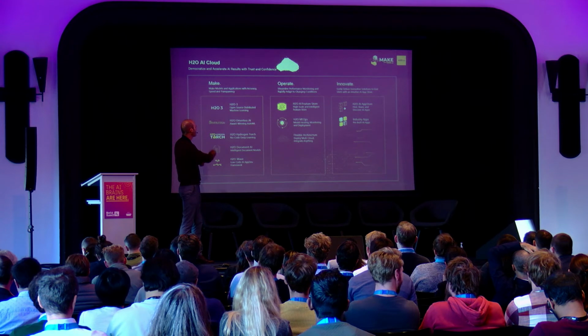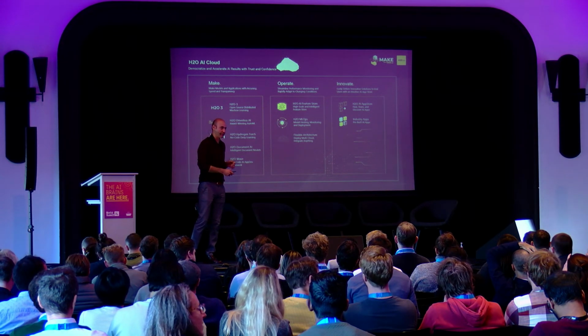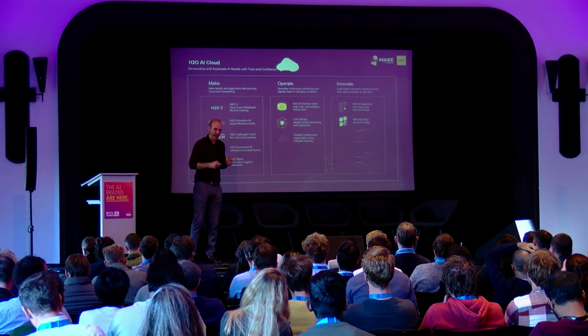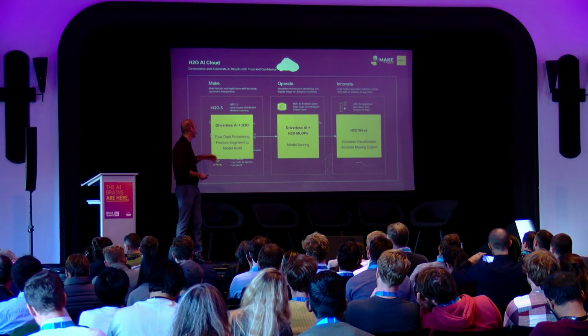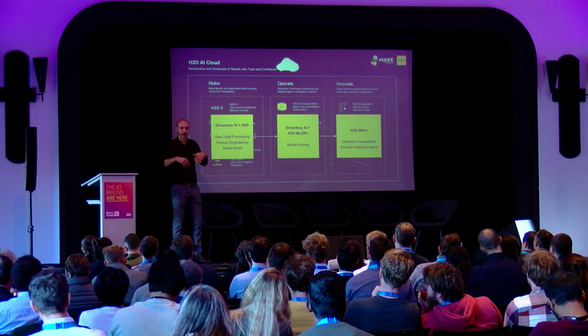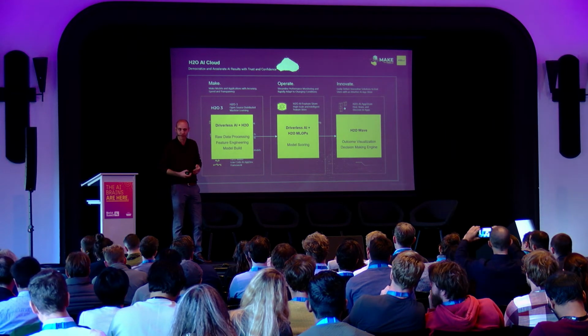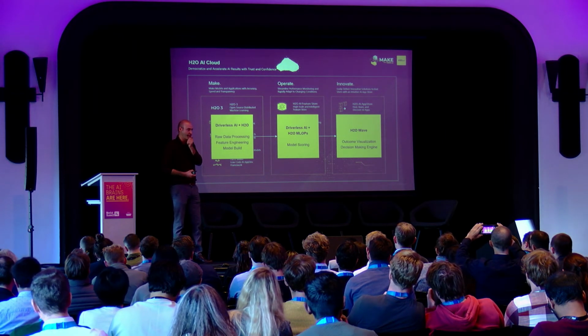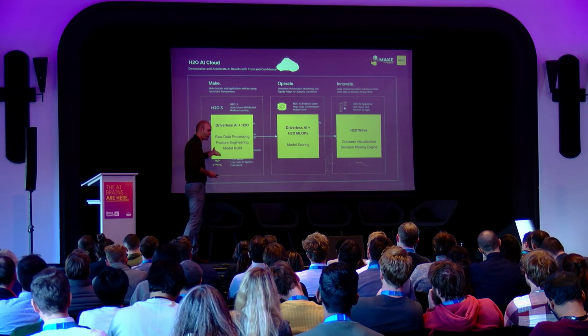So H2O AI Cloud is actually a platform that allows us, in a nutshell, to create these sort of machine learning models. It allows us to automatically create these models by automating feature engineering, which, for many data scientists, is a cumbersome task to do. So it automates that piece and creates models.